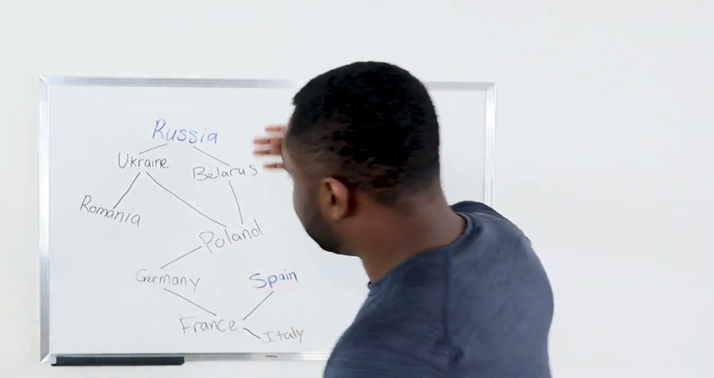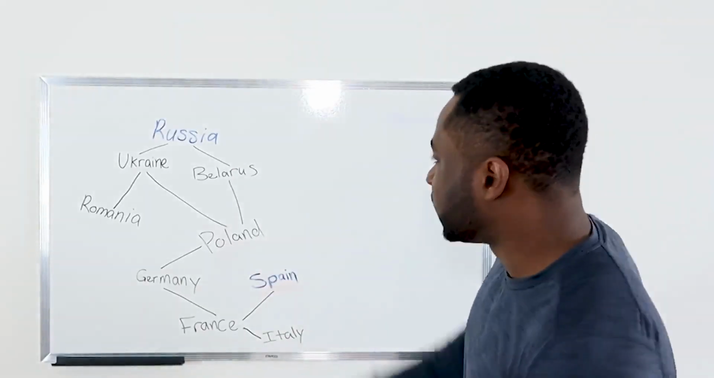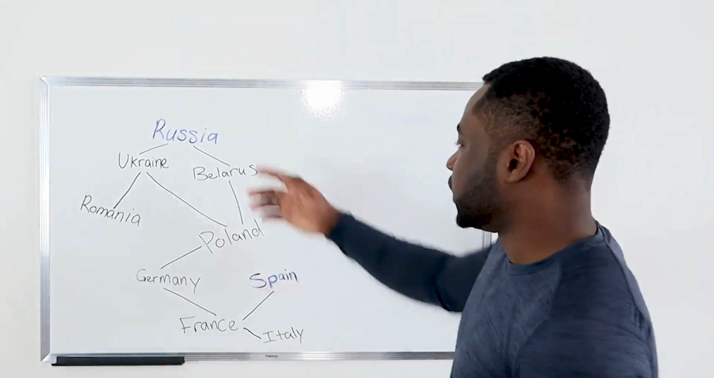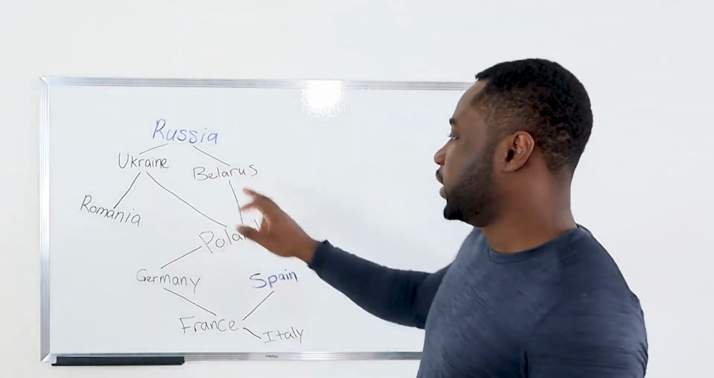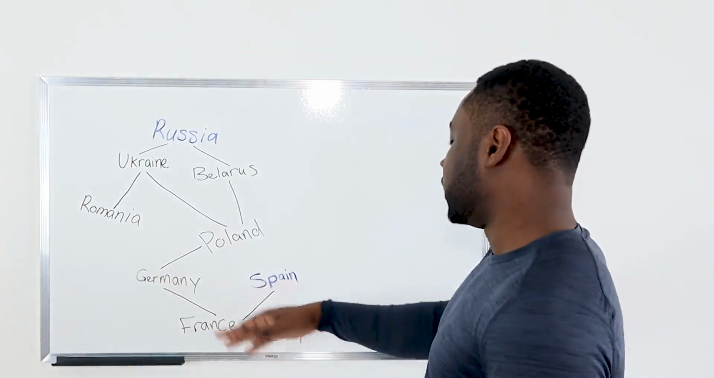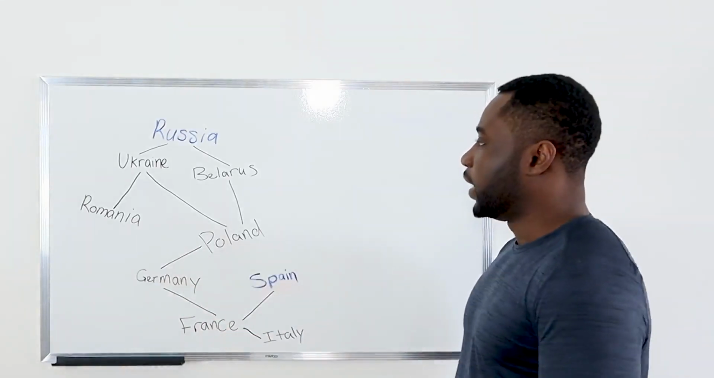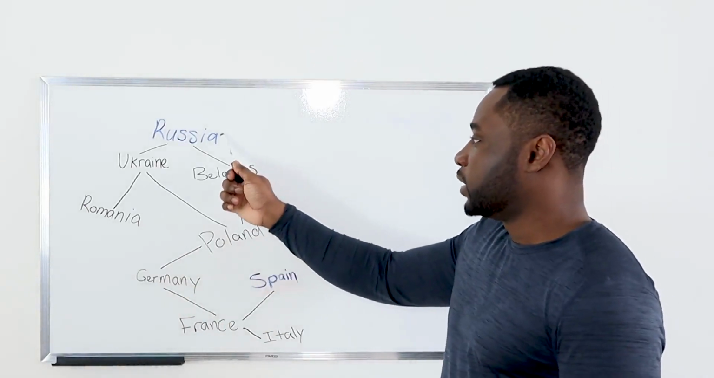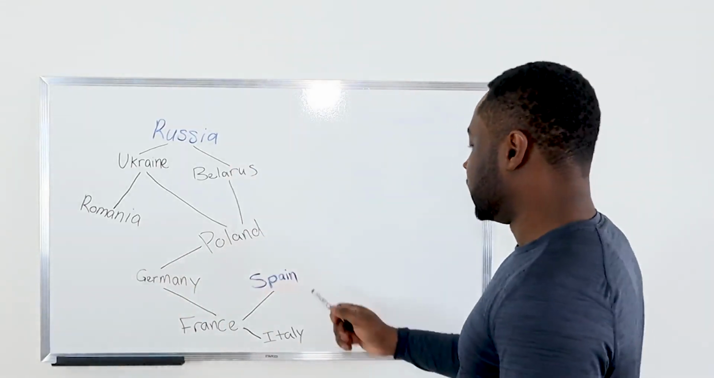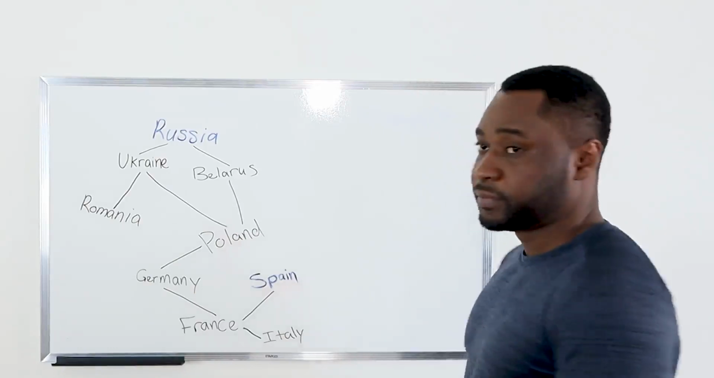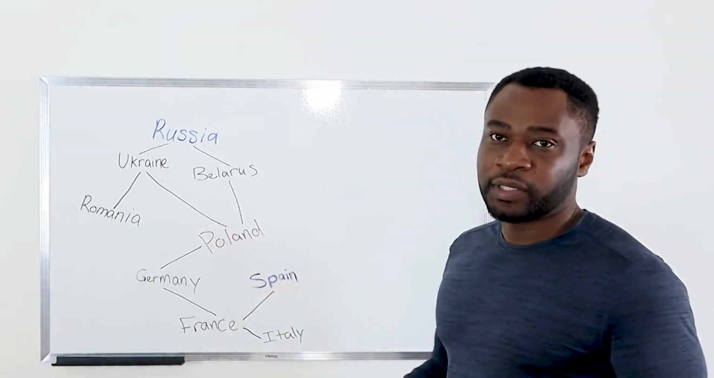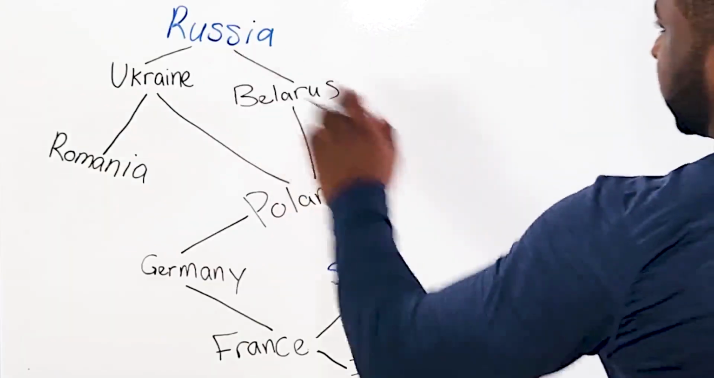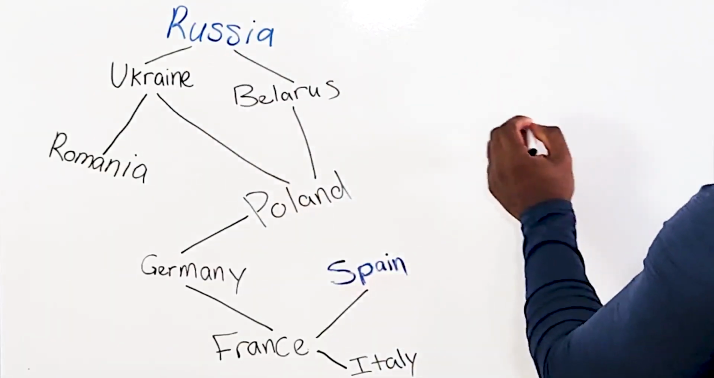In this case, imagine we're trying to get from Russia all the way to Spain. And as you can see, each country here is connected to another country. And our objective is to find a path from this country, Russia, to this country, Spain. So let's use what we've learned about depth first search to solve this problem. So first, we're going to start at Russia, which is our starting point.